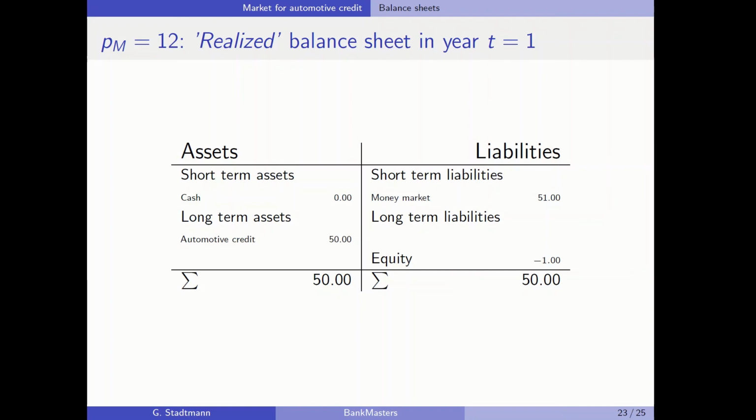We have no cash in our balance sheet which can flow out, so we need to get more liquidity on the money market. The money market increases to 51 euros and the equity is negative here because we are making a loss. The equity is negative 1 euro.